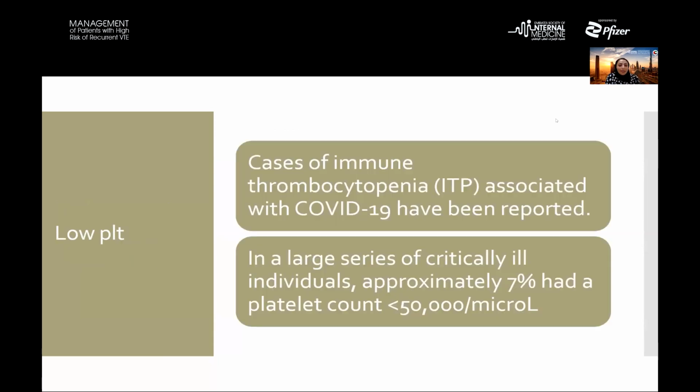What we see mostly in COVID, as I mentioned, is normal or high platelets. Sometimes we will have low platelets. They did a study in a large series of patients who are critically ill. They found that 7% of patients with COVID-19 had low platelets, or platelets below 50. And we've actually seen even here cases of ITP associated with COVID-19. Patients present with COVID-19 and the platelets are very low, and we have to treat them with high doses of steroids to maintain a normal platelet count.